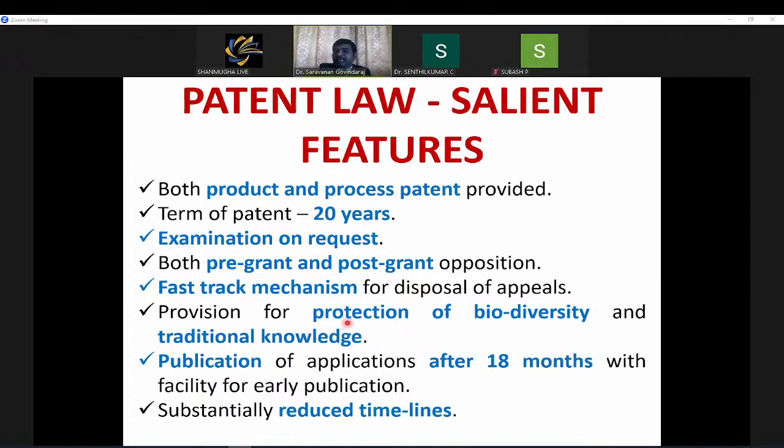And here there are provisions to protect our biodiversity as well as traditional knowledge. So for that also they are taking care. And your application will be published after 1.5 years of filing. No, sir, I can't wait 1.5 years. Then there is another Tatkal scheme. Within a month also we can publish our invention. And because of that, we can complete all those things with reduced timelines.